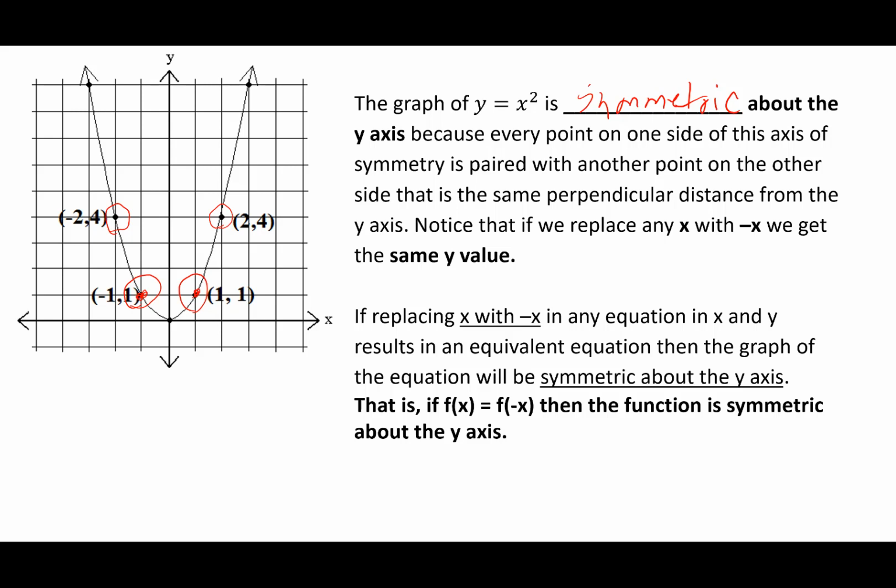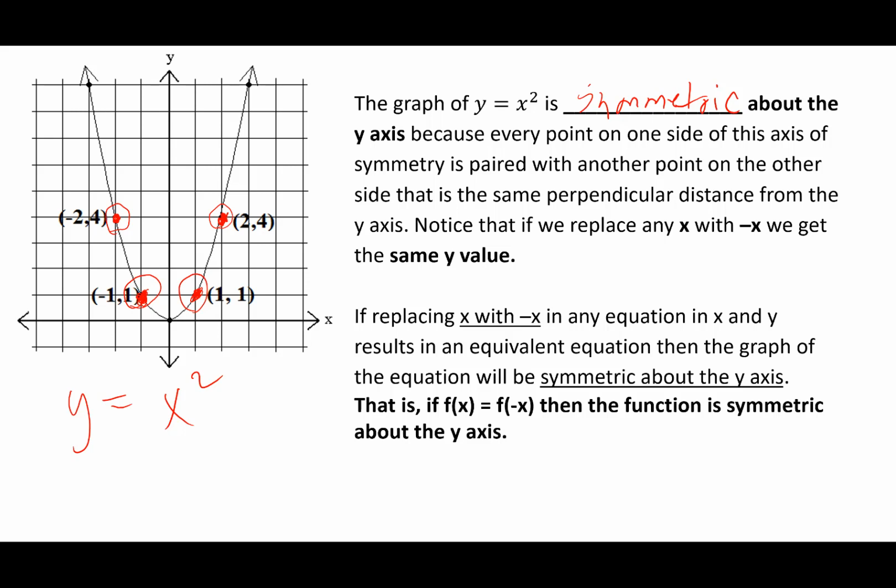All right, now you notice that if you replace any x value with its opposite, you get the same y value in this graph, y equals x squared. Okay, so it doesn't matter what you put in for x. Like if you put in 1 for x, you get this point. If you put in negative 1 for x, you get a point just like it on the opposite side of the y-axis. If you put in 2, you get this point. If you put in the opposite, negative 2, you get a point just like it on the other side of the y-axis.